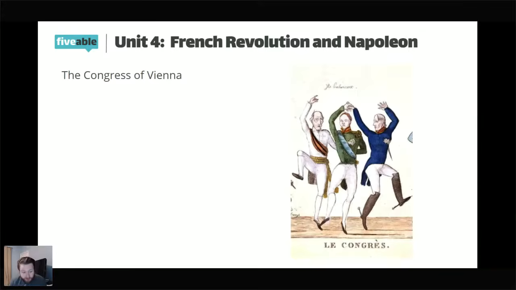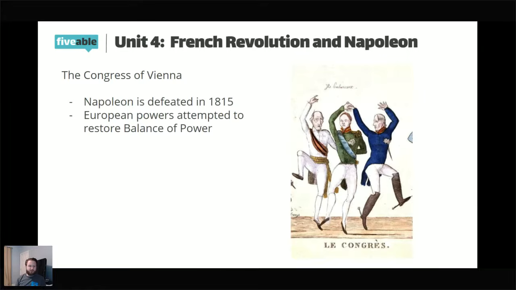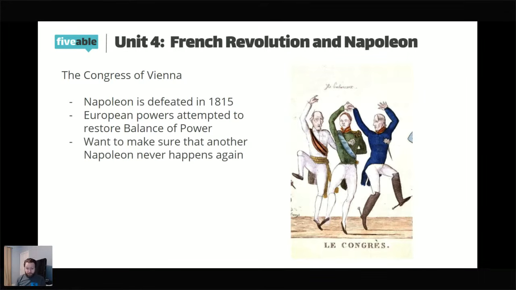The Congress of Vienna, as well, really wraps things up here. The Congress of Vienna is really just Europe coming together after Napoleon is defeated in 1815 and saying, what the heck just happened? How do we fix it? Europe attempts to restore balance of power, wants to make sure another Napoleon never happens again.